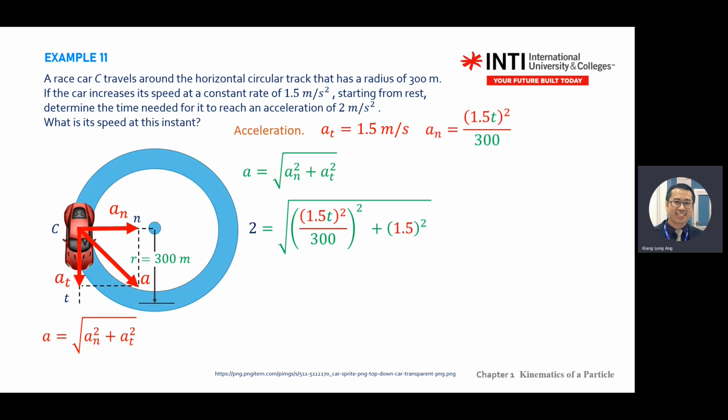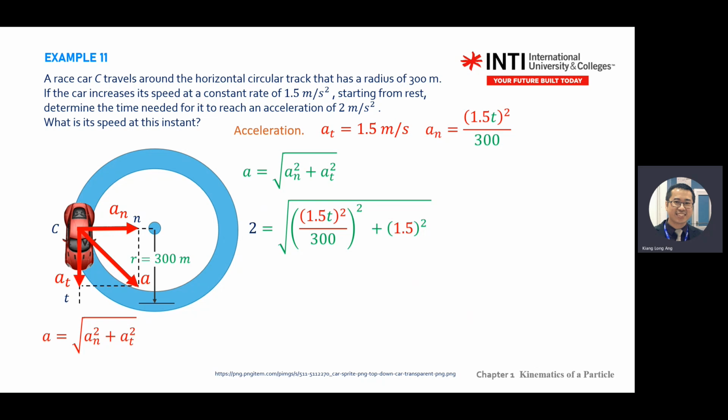This is mathematics. Here to here is mathematics. Careless mistakes we always find is you forget to carry your square inside here. You will do it, and then suddenly the square is missing. You will do the square root, but you will carry 1.5 here, 1.5 t square here inside, but you forget there's a square there. Then you get the wrong answer.